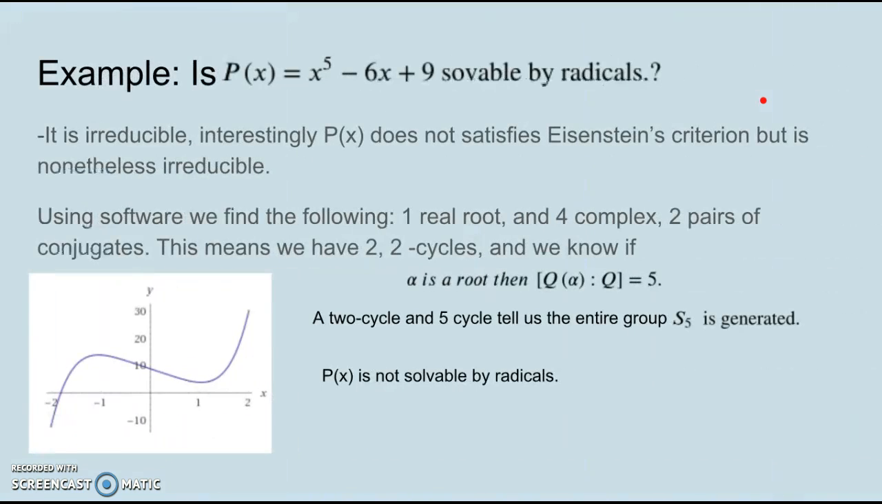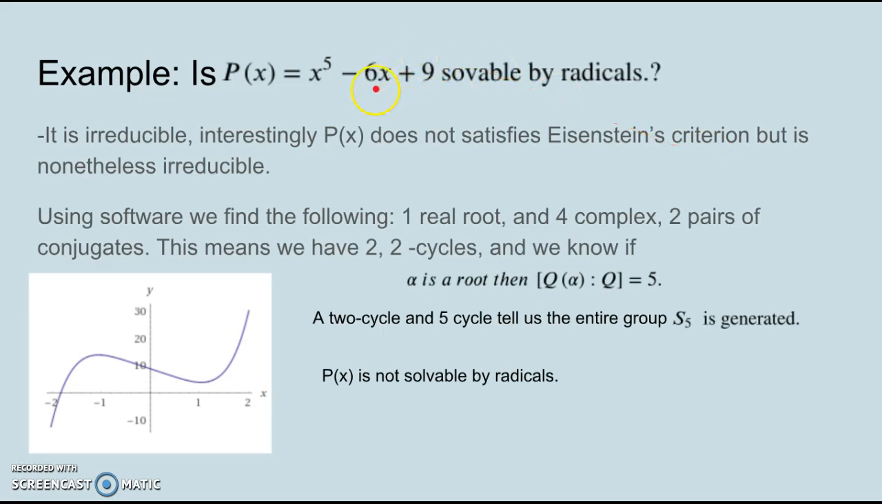Taking a look at another example, here's a polynomial, and I'm trying to figure out if it's solvable by radicals. It is irreducible. Again, you can check it with any software. What I found interesting about this problem is it does not satisfy Eisenstein's criterion, but it was still irreducible. So with Eisenstein's criterion, if it doesn't satisfy it, that doesn't mean it's not irreducible. It's just if it does satisfy it, you do know for sure. So when it works, it's a nice shortcut.